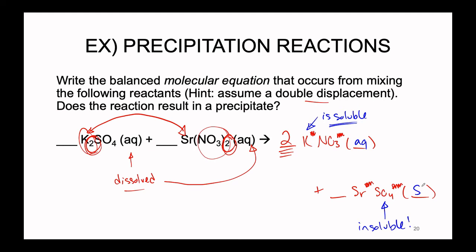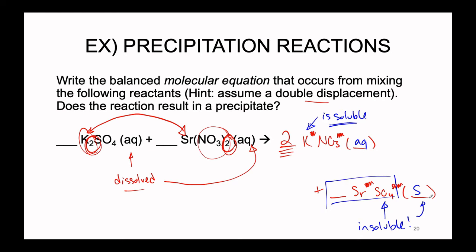So anytime you're working with a reaction and you find that one of your products is insoluble, like this strontium sulfate here, we are going to label again to the reader that it is insoluble by including the phase S for solid. This means that it is not soluble, it will not dissolve, it is going to exist in solid phase.